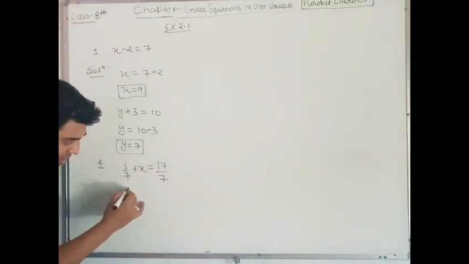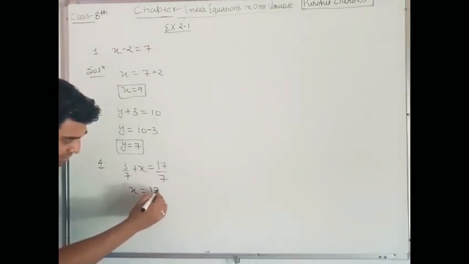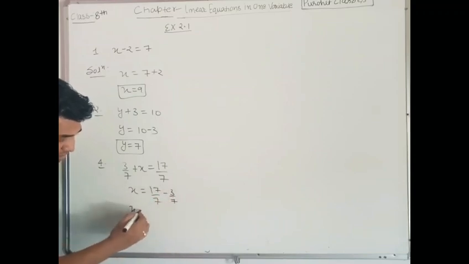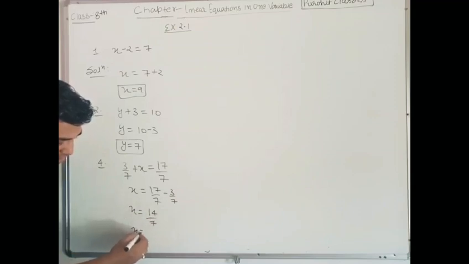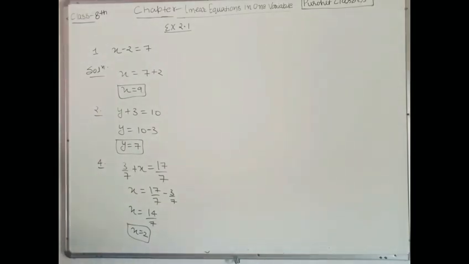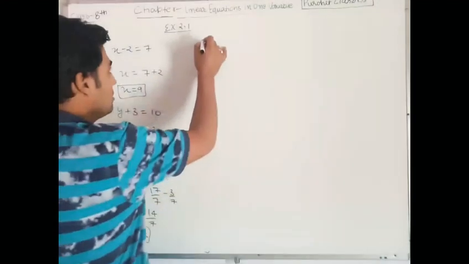Let us transpose. So this x will be equal to 17 over 7 minus 3 over 7. So the answer will be 14 over 7, that will be 2. Understood? So by putting the value here, you can check yourself. Getting or not?